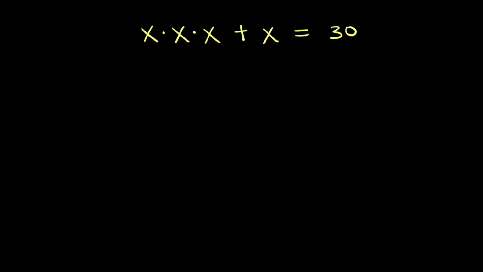In this video we want to solve for x given that x times x times x plus x is equal to 30. First thing we'll need to do is to express this as x raised to power 3, and then we'll need to move this to the left hand side. So doing that would give me x raised to power 3 plus x minus 30 is equal to 0.